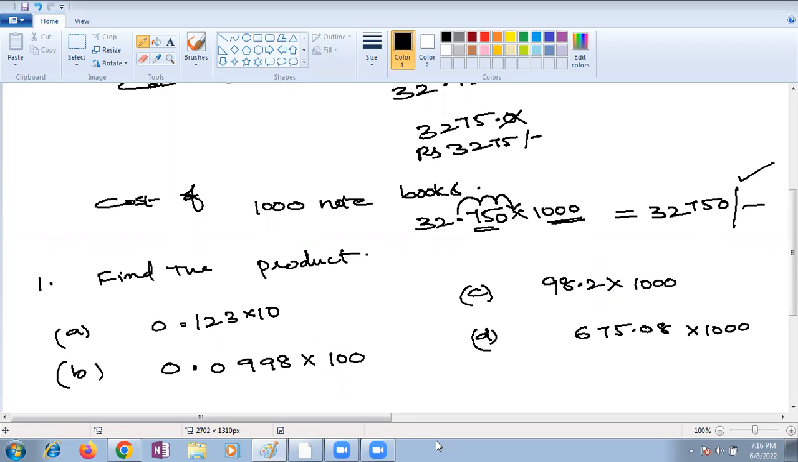Ma'am, all four bits I can't keep at the same time, ma'am. If I click enter, the answer will be sent. Okay. That's why. It's okay, it's okay. And Pragna, did you understand? Pragna. Rishikesh, just click shift plus enter. Okay. Got it.